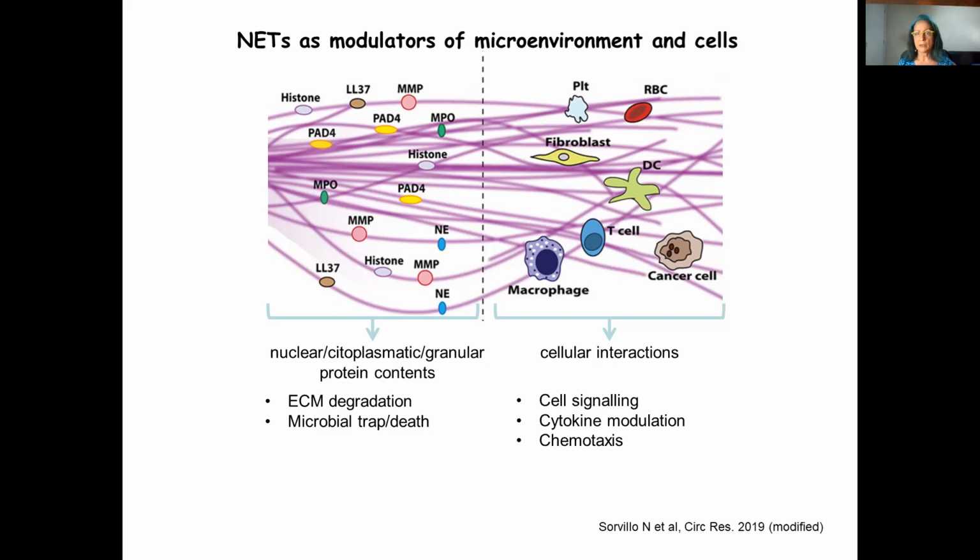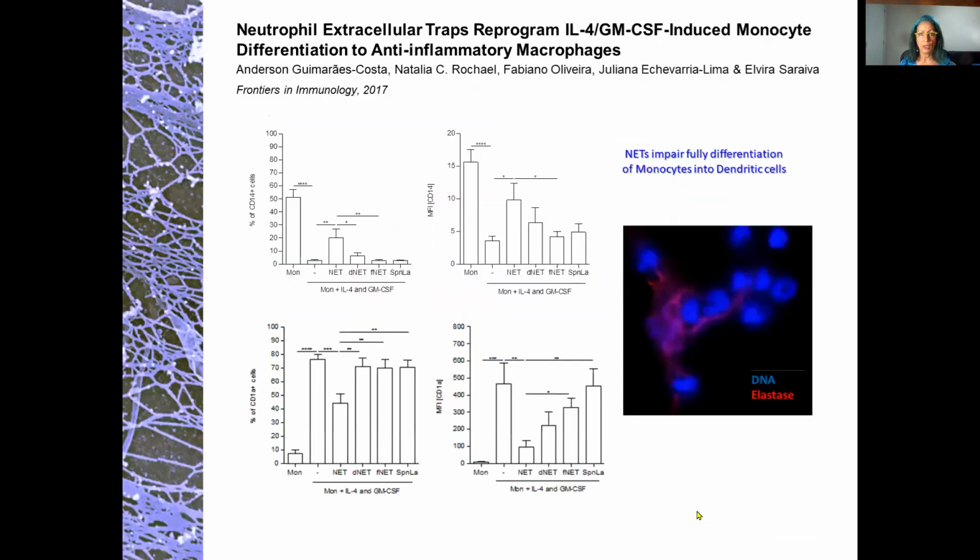So when NETs interact with cells, and I'm speaking mainly of macrophages, they can signal in the cell, they can modulate the cytokine production by these cells and also the chemokine production. So the first study that we did in the lab, this was part of Anderson's PhD thesis that was finished in his postdoc at NIH.